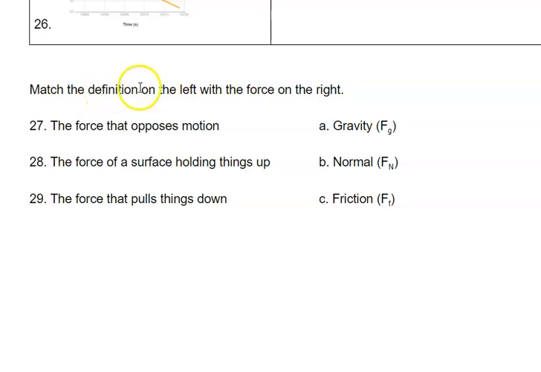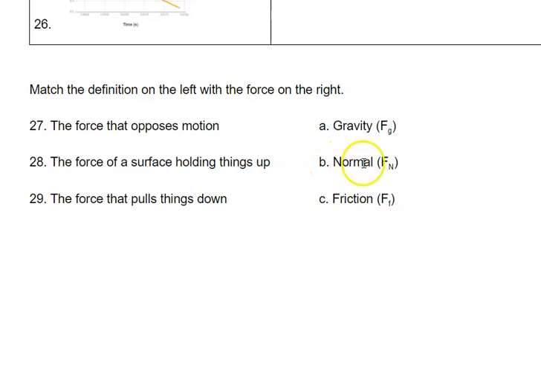Match the definition on the left with the force on the right. Number 27. The force that opposes motion. 28. The force of a surface holding things up. 29. The force that pulls things down. Your choices are A. Gravity, F with a little g.